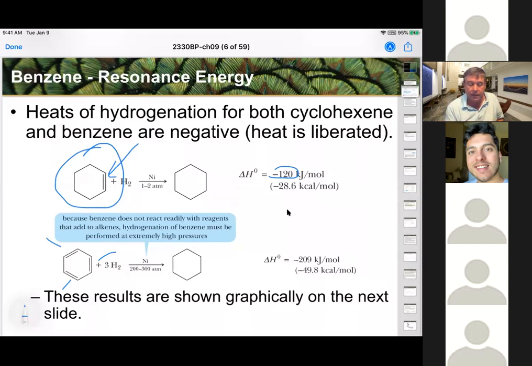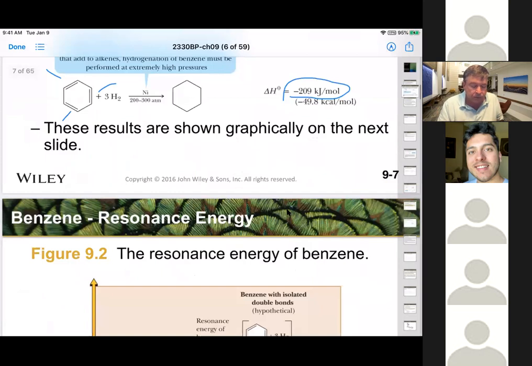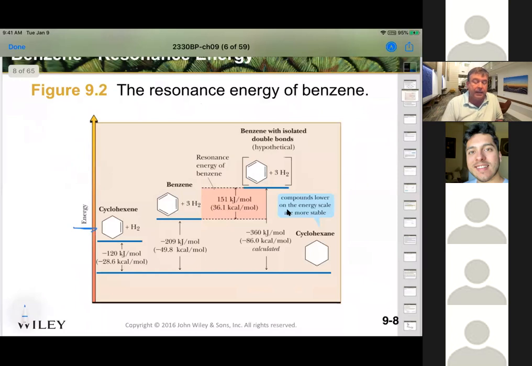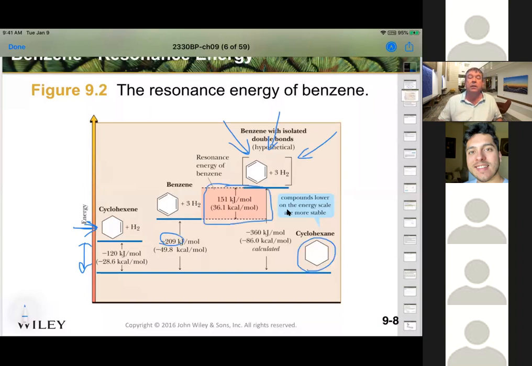We actually get 209 kilojoules of energy released, okay? So what does that look like? So if we just had cyclohexene right here, we added that one equivalent of hydrogen across it, it releases this much heat, okay? And it becomes the more stable compound. Okay. If we had, theoretically, a total of three double bonds, that should be 360 kilojoules per mole to get back to that same cyclohexane. But that's not what we see. When we measure it, it's only 209, meaning that it's 150 kilojoules more stable than if it was three isolated bonds by itself. That 151 kilojoules is our resonance energy. The more energy stabilized it is because of that sharing of electrons.